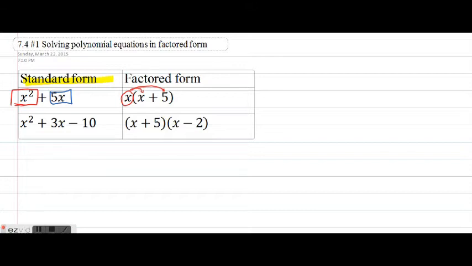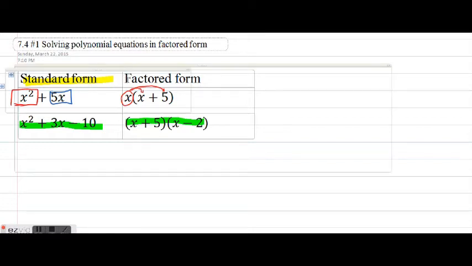Now, this one, x squared plus 3x minus 10, that trinomial in factored form gives us x plus 5 times x minus 2. And I'll explain that one later, how we factored that. Okay, so I just wanted to introduce what standard form means, what factored form means. That's all that I wanted to address here. All right, so let's start looking at some examples.